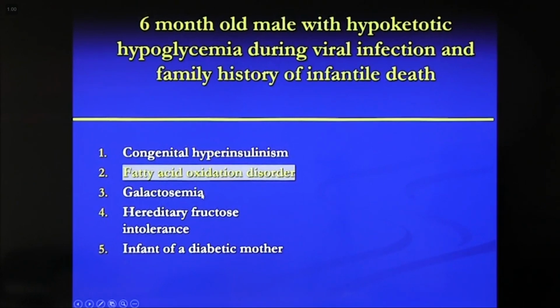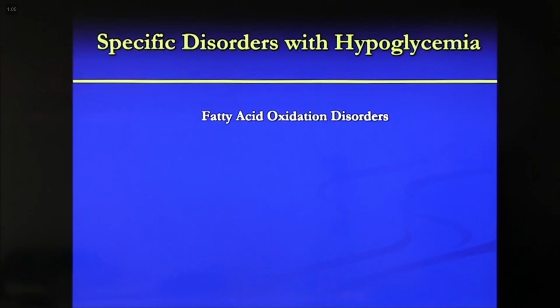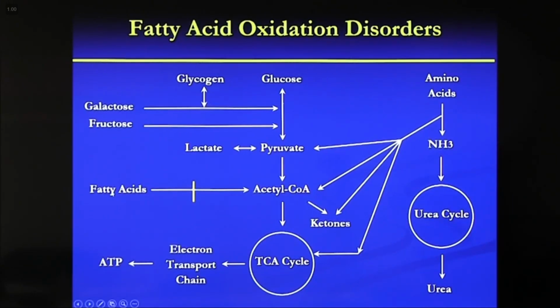Galactosemia, you can have hypoglycemia, but you'll have liver disease and other things. You won't necessarily have hypoketosis, and you won't necessarily die. Hereditary fructose intolerance, again, it's not the same presentation because you have it after you eat something with fructose in it, and it doesn't cause you to have that severe hypoglycemia unless you have a lot of other liver problems. And infant of a diabetic mother, you get hypoglycemic, but that's much earlier in the course. It's usually within hours of when you're born. So we're going to talk about fatty acid oxidation disorders.